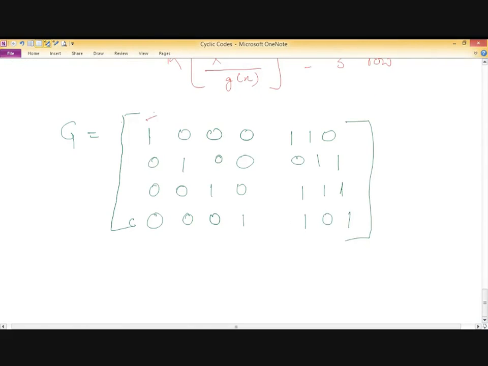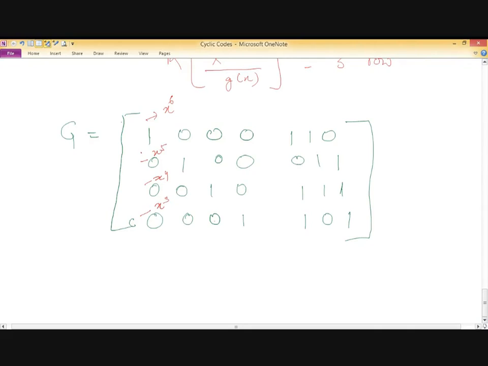ये रिमाइंडर किससे बना होगा? x to the power of, किससे बना था? x cube into x cube, that is x to the power of 6 से. ये बना है x to the power of 5 वाले से. ये बना है x to the power of 4 से. And this will be x cube. 7 minus 4, that is x cube. ठीक है, so check कर लेना. You will be getting a generator matrix.